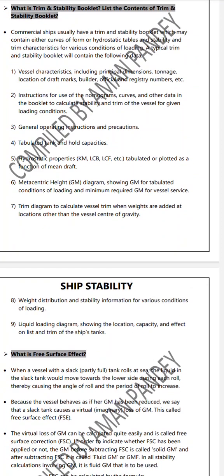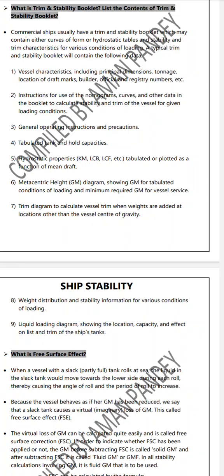Metacentric height GM diagram showing GM for tabulated conditions of loading and minimum required GM for vessel service.